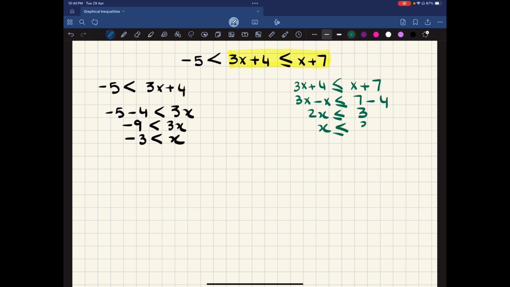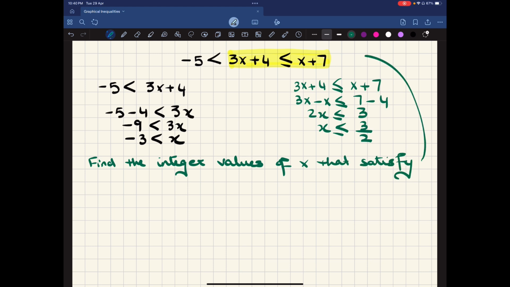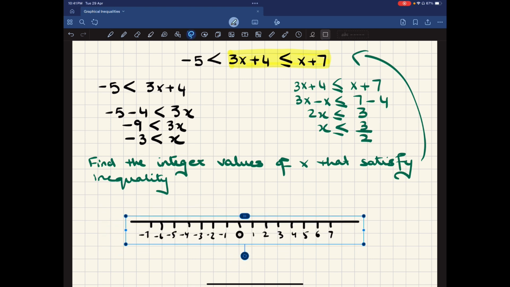3x is less than or equal to 3/2. Okay, so basically the question was that we need to find the integer values of x that satisfy this inequality. Okay, so what did we get? We've solved both the parts of the inequality separately. Let's plot whatever we found in the answer.